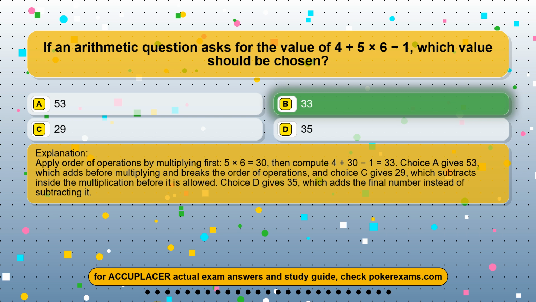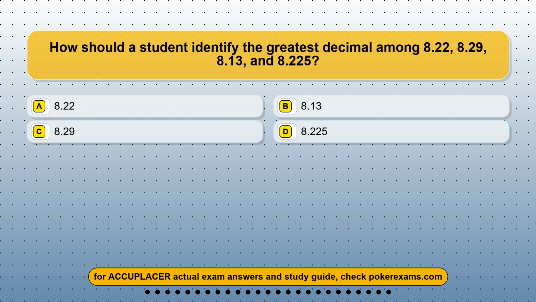Choice A gives 53, which adds before multiplying and breaks the order of operations, and choice C gives 29, which subtracts inside the multiplication before it is allowed. Choice D gives 35, which adds the final number instead of subtracting it. Question 5. How should a student identify the greatest decimal among 8.22, 8.29, 8.13, and 8.225? Option A 8.22, Option B 8.13, Option C 8.29, Option D 8.225.